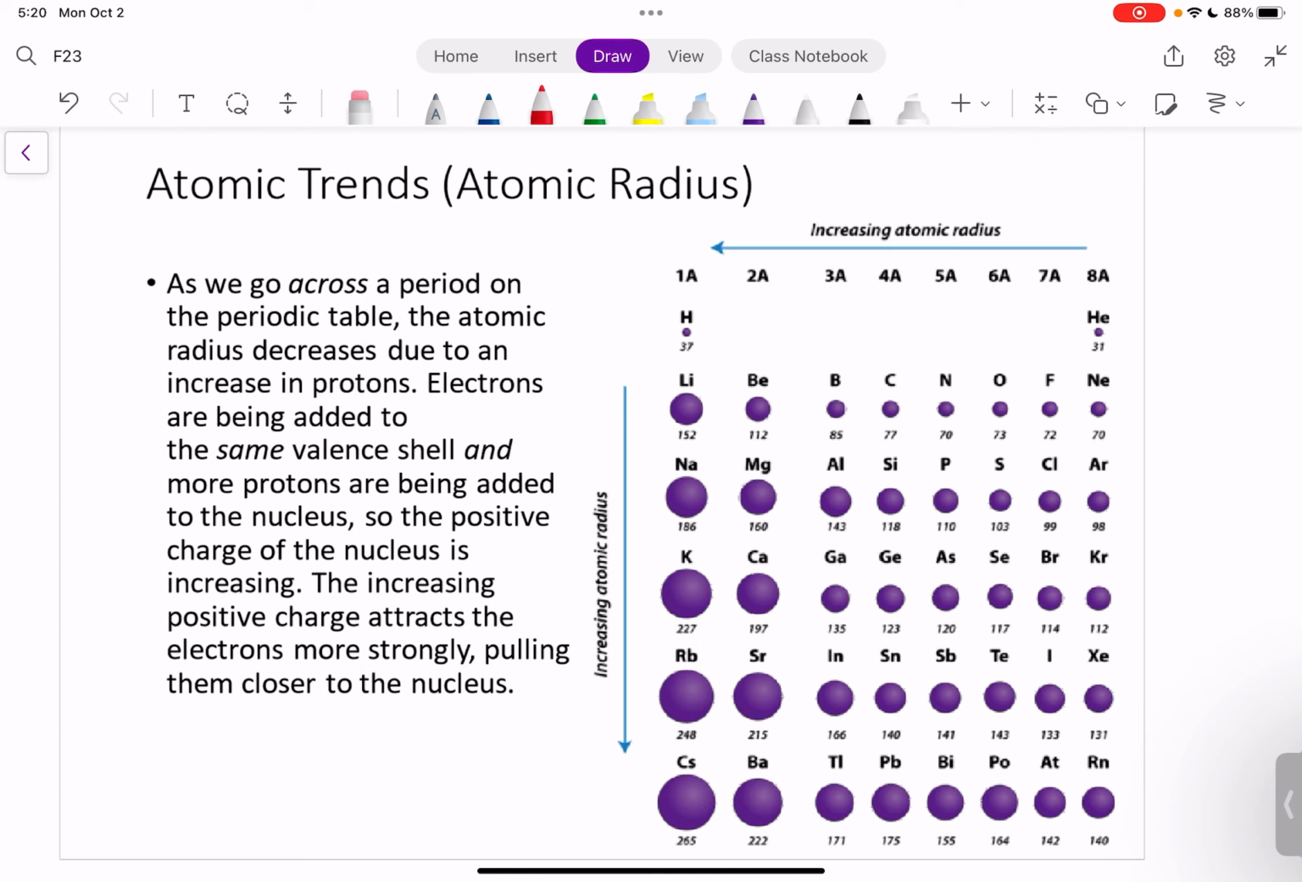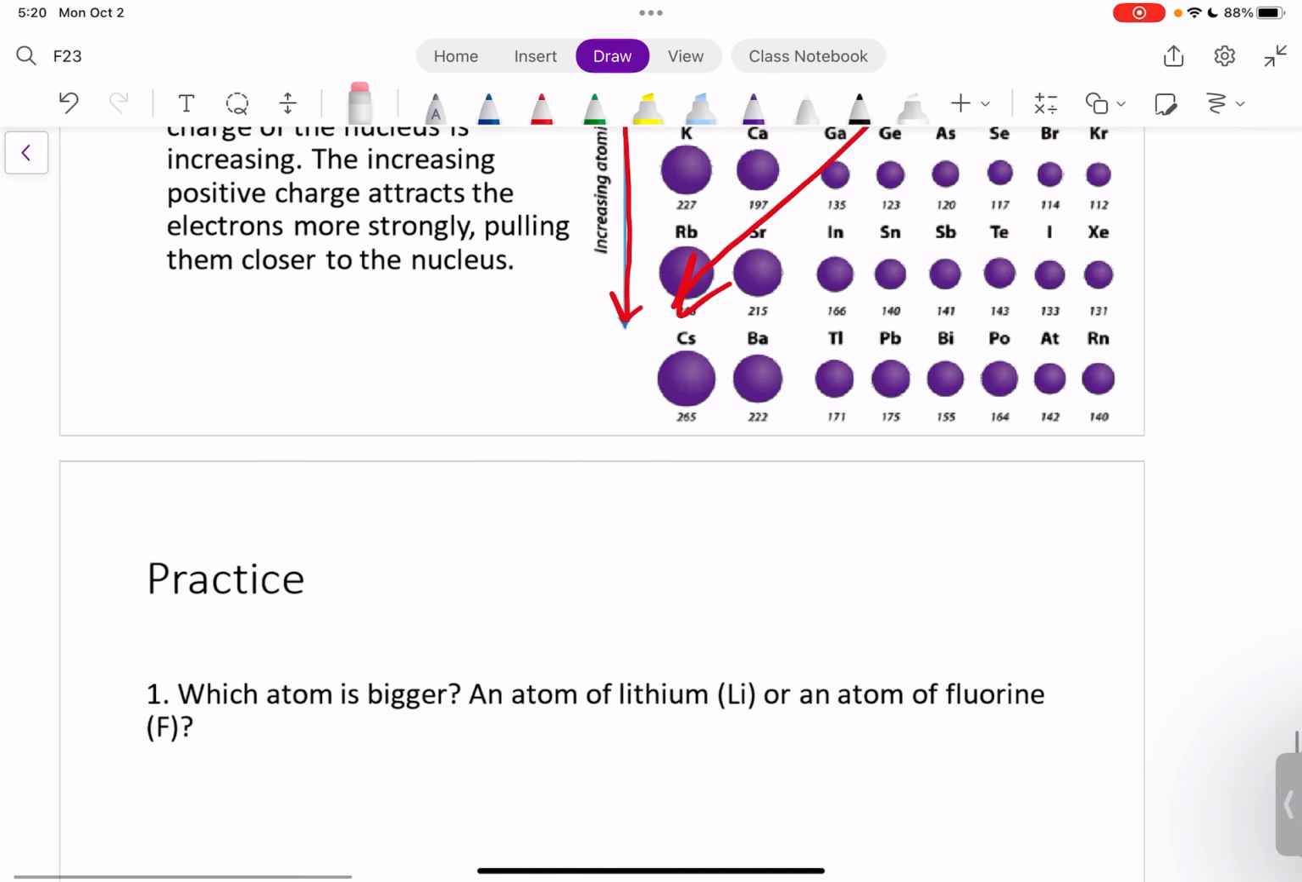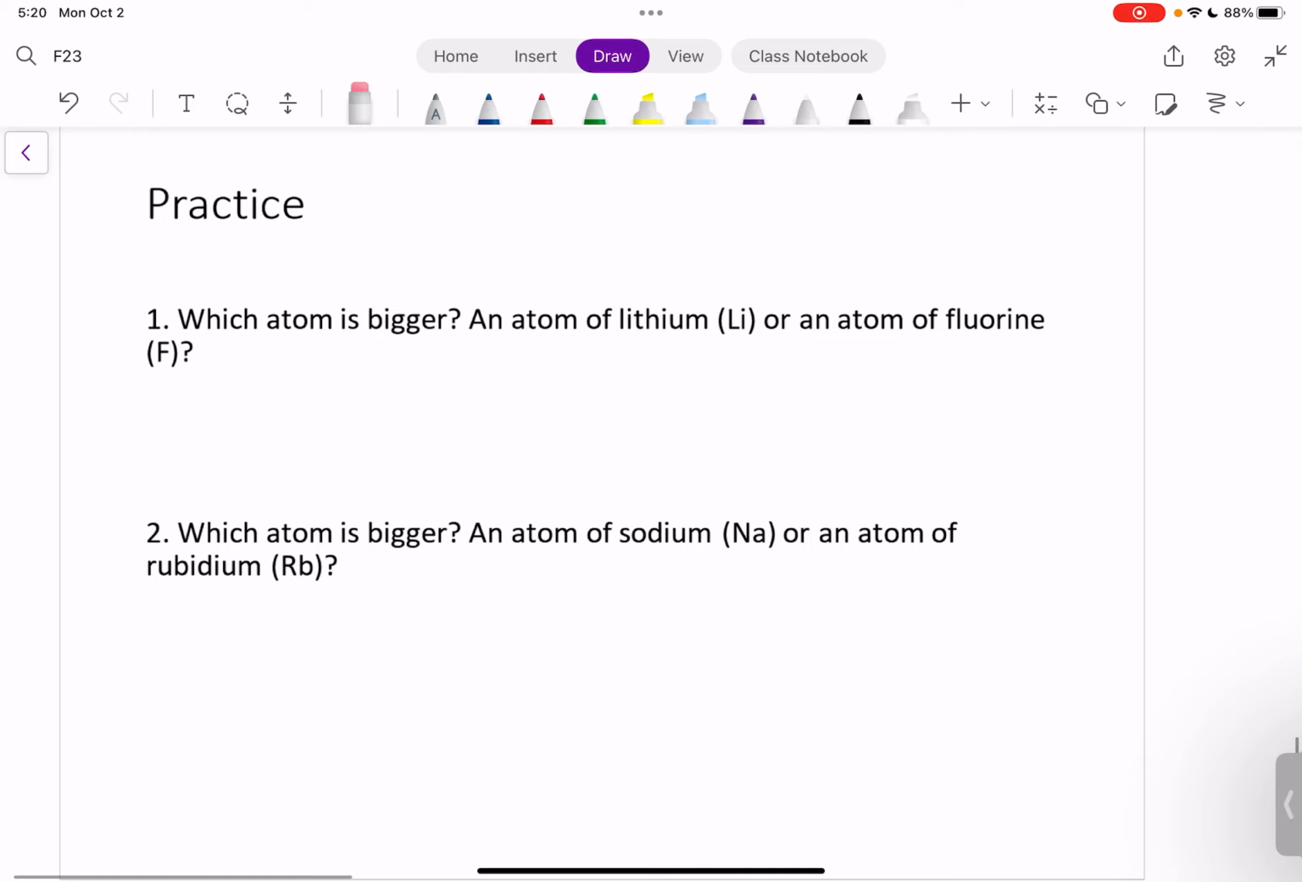All right, so now I erased my other arrow just not to confuse you guys, so that both of these arrows are going in the direction of increasing atomic radius. You could also draw the arrow diagonally if you wanted, from the top right of the periodic table down all the way to the left, but whichever way works for you. I just want you to memorize that the atomic radius as you go left and down on the periodic table is going to increase. All right, so which atom is bigger, an atom of lithium or an atom of fluorine?